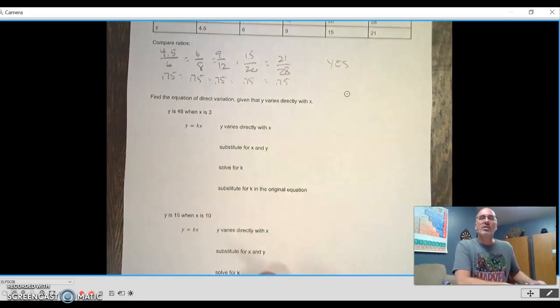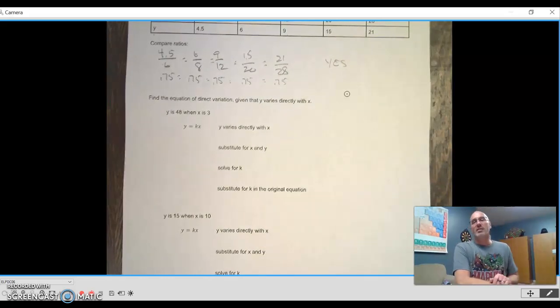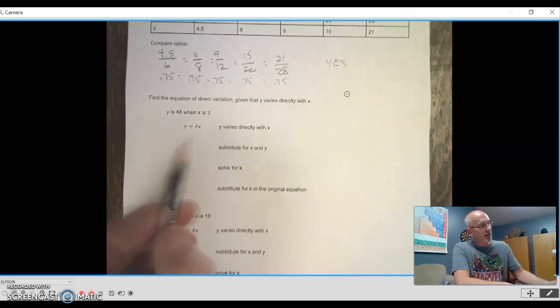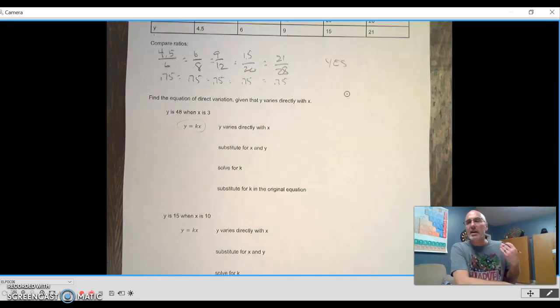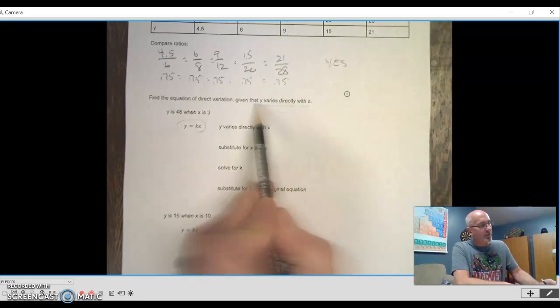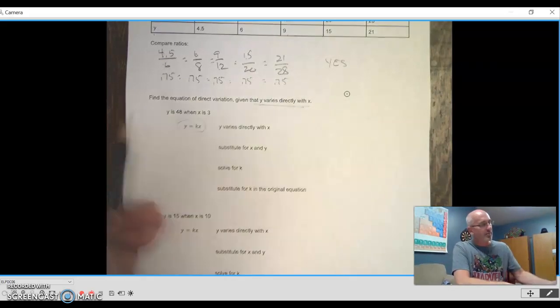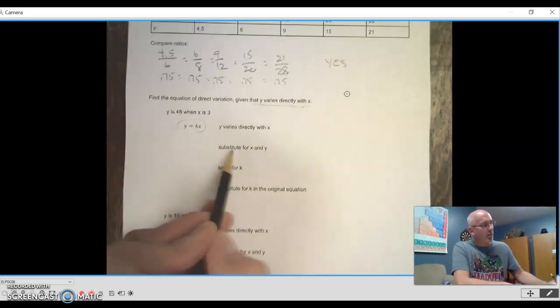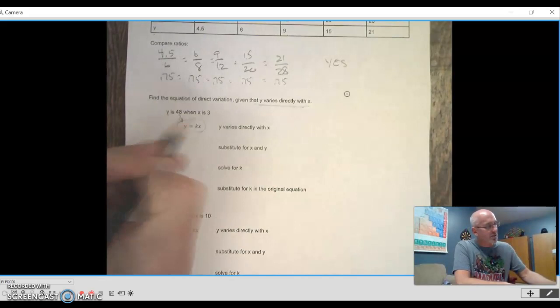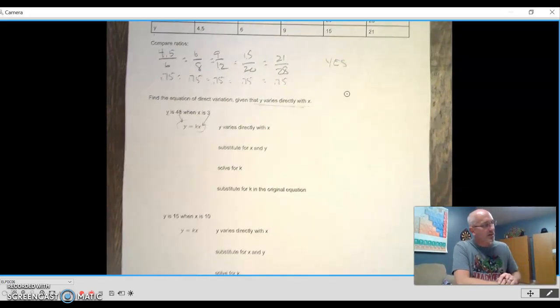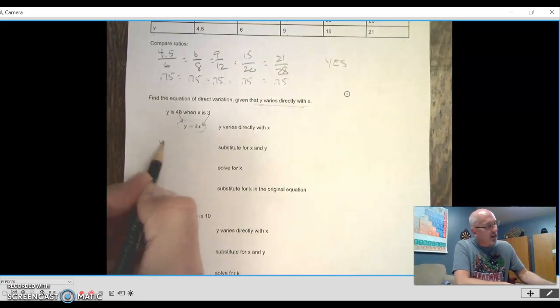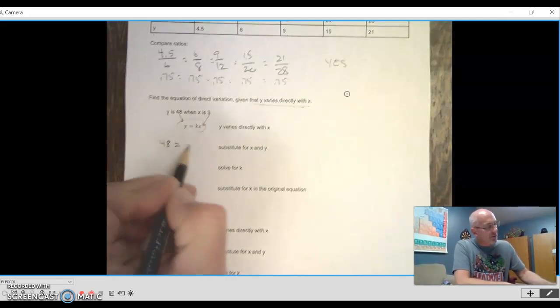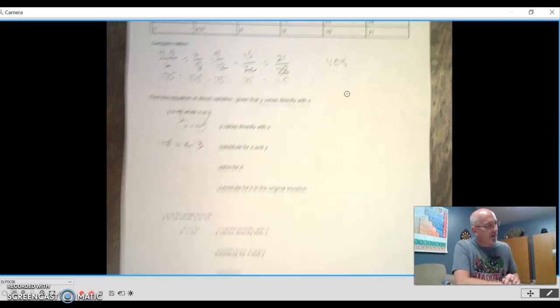Now, what we can do is find the equation of direct variation. In other words, we can find y equals kx if we are told that something varies directly. So if y varies directly with x, in other words, we have direct variation, we're going to say y is 48 when x is 3. So what we're first going to do is substitute these numbers in for x and y. So y is 48 when x is 3. So I have 48 equals k times 3.